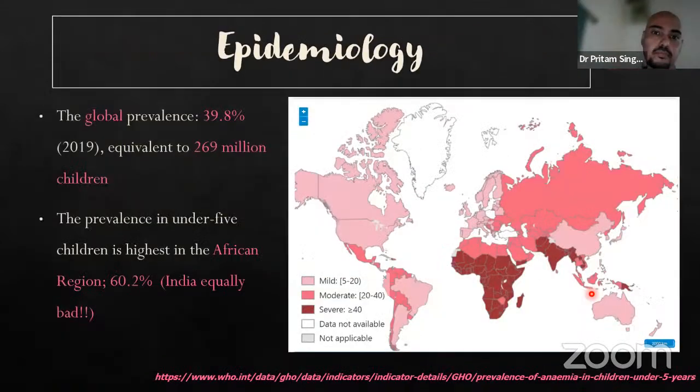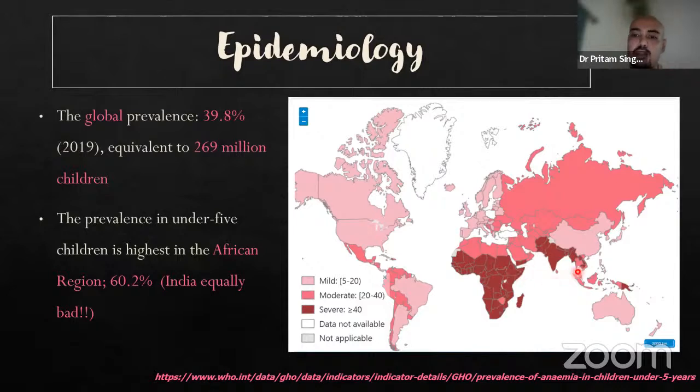So on average, the hemoglobin range for Indian children is lower as compared to what the WHO standard defines. If we look at the epidemiology, it's pretty alarming and painful for pediatricians to see that the global prevalence of childhood anemia is close to 40%, which is a humongous figure of around 270 million children across the globe. The prevalence in under 5 children is highest in the African countries, but there is nothing to be proud about. India, this triangular country in which we live, has an equal prevalence as compared to Africa.